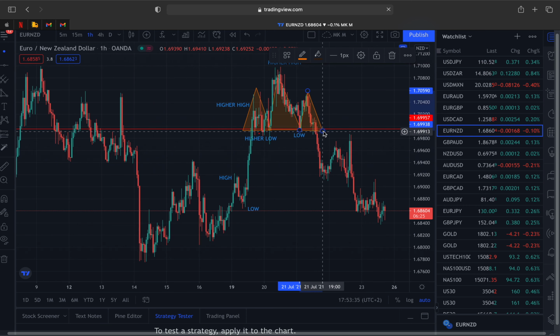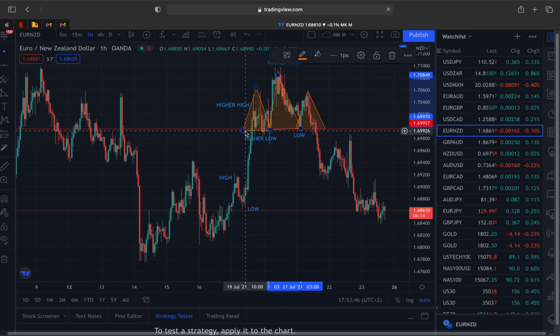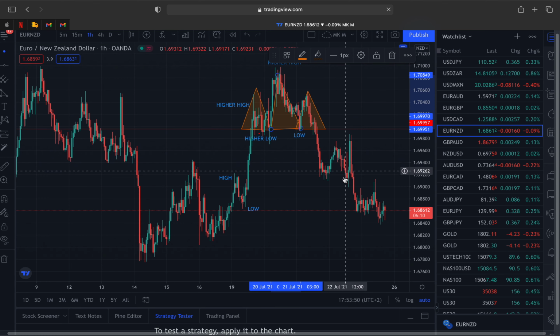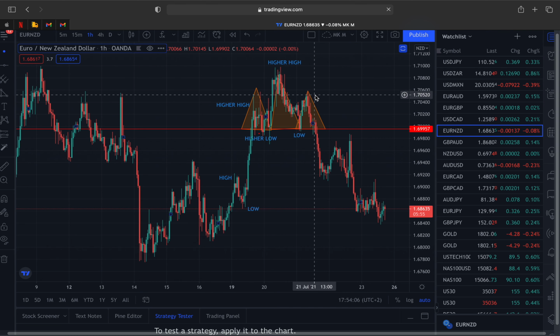Let me just draw these triangles so that they don't look like a mess here. Alright, so as you can see, this uptrend, when it gets here, shows that it's losing momentum, because now after this correction we don't have a higher high that breaks this one. We just now have what we call a lower high.